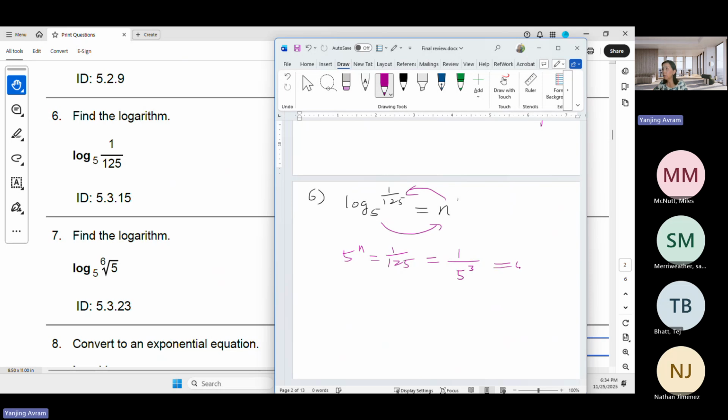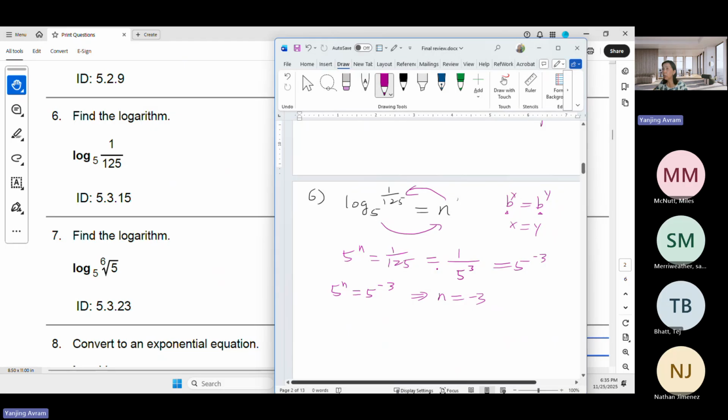And this 5 cubed, if I put it into the numerator, it will be 5 to the -3 power. So look at that. If I have 5 to the n equal to 5 to the -3 power, that means n should be equal to -3 in order for these two to be equal. If you have b to the x power equal to b to the y power, when they have the same base, the exponents must be equal. Okay? Exponents must be equal in order for these two to be equal, since they have the same base.